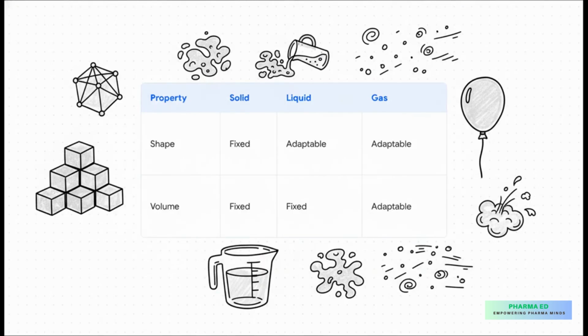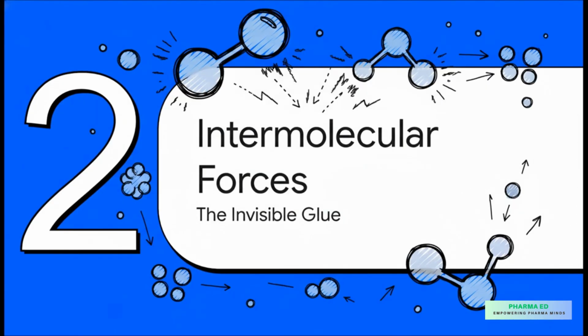So, here's the bottom line, the quick and dirty summary you need to remember. Solids, they're fixed, locked in. Liquids, they flow, but their volume is fixed. And gases, total free-for-all. They'll take any shape and any volume. Got it? Good. Okay, so we've nailed the what.